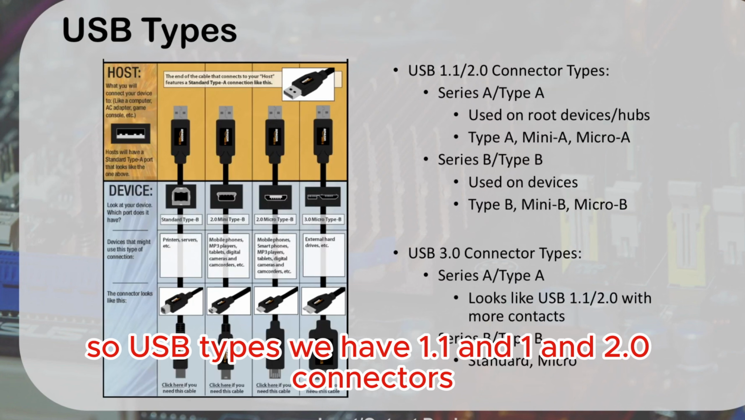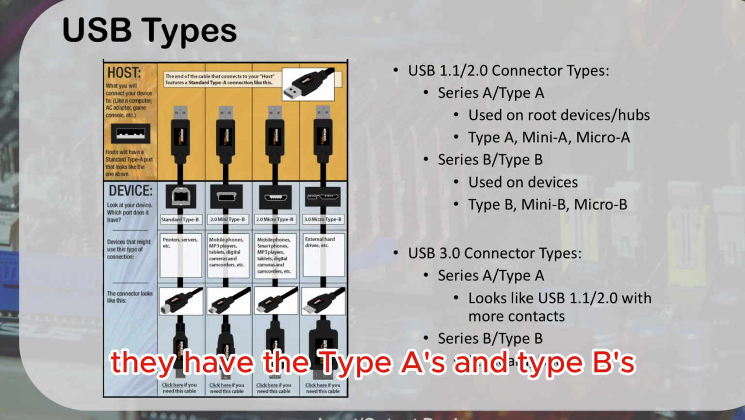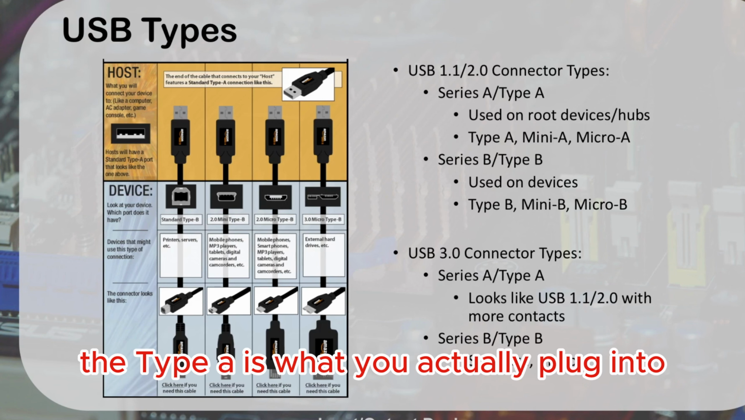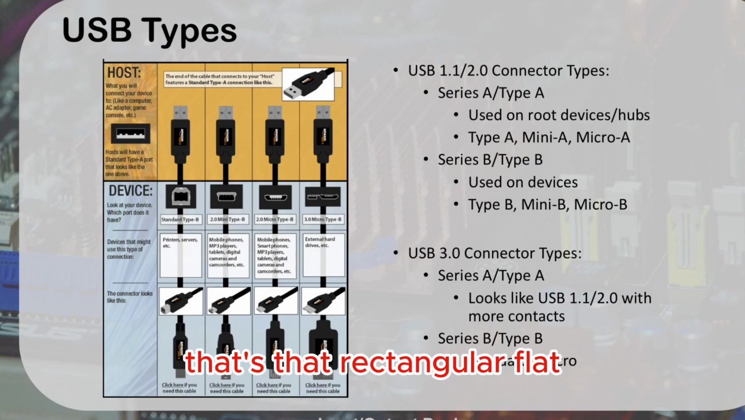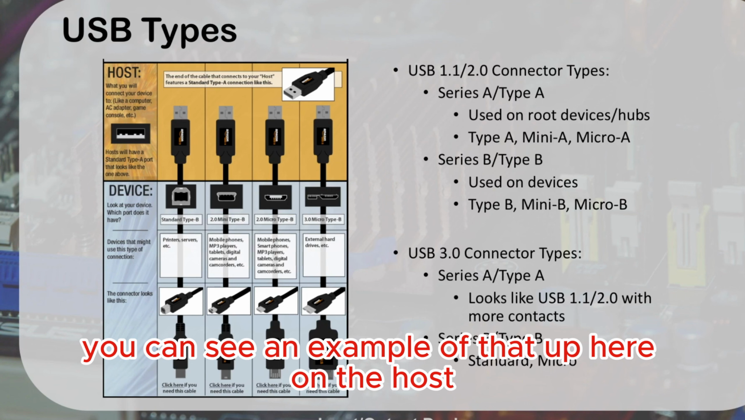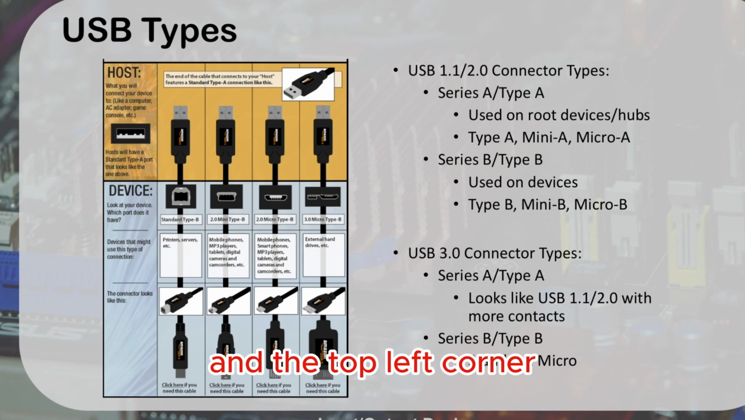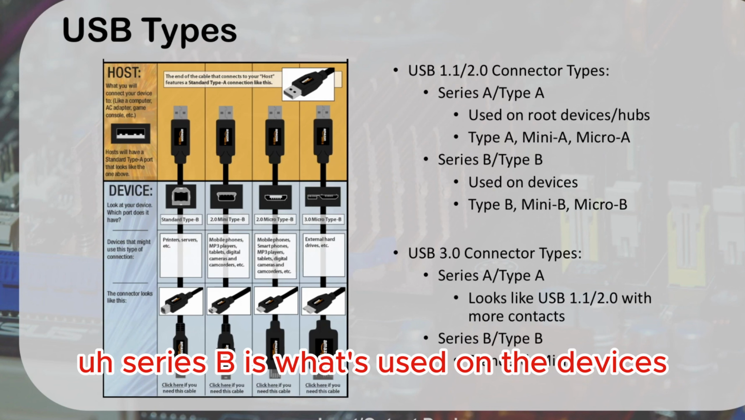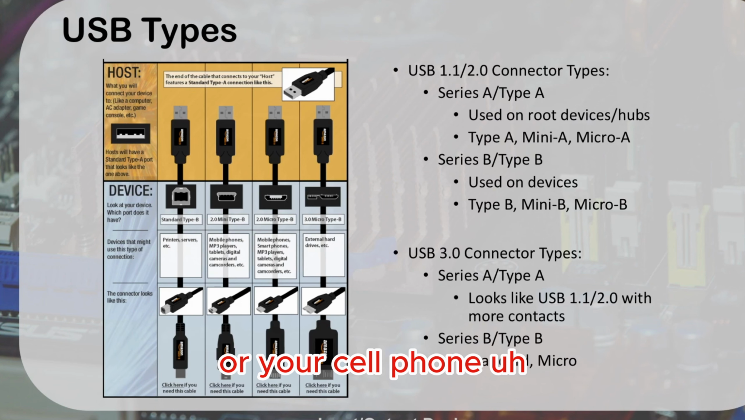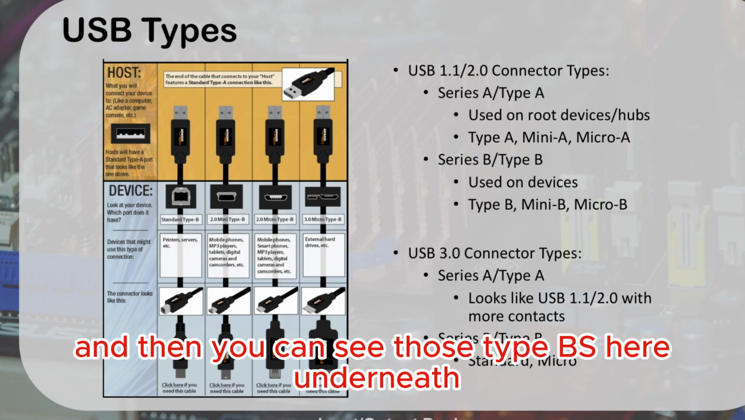So USB types, we have 1.1 and 2.0 connectors. They have the type A's and type B's on the root device or the hubs. The type A is what you actually plug into. That's that rectangular flat one that you plug it into. You can see an example of that up here on the host at the top left corner. Series B is what's used on the devices. It's what actually plugs into your camera or your cell phone or your printer. And then you can see those type B's here underneath where it says devices.